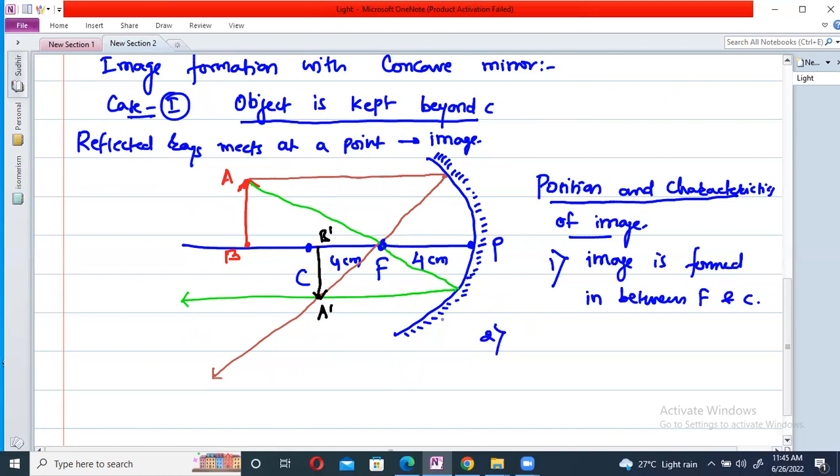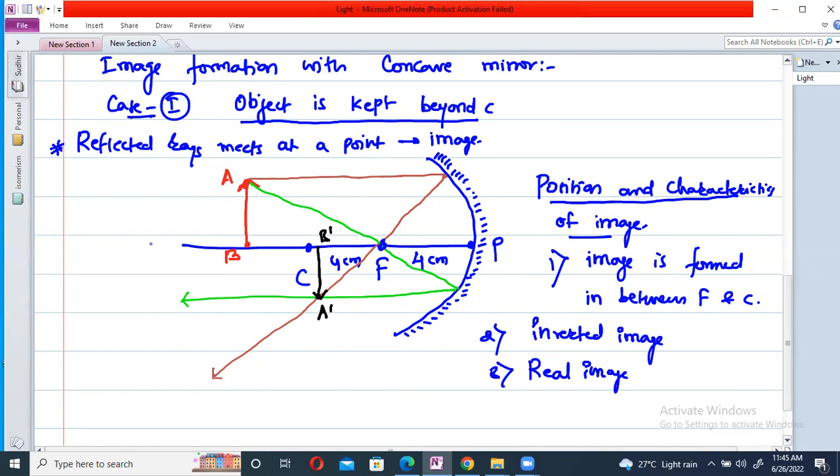Second point: how is the image, either an erect image or an inverted image? You can see A and B here, and this A dash B dash, which is shown in the black color, looks inverted. So we can say this is an inverted image. But one more point I want to tell you as a note: inverted images are real images.